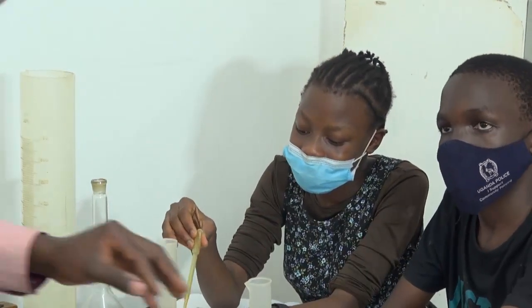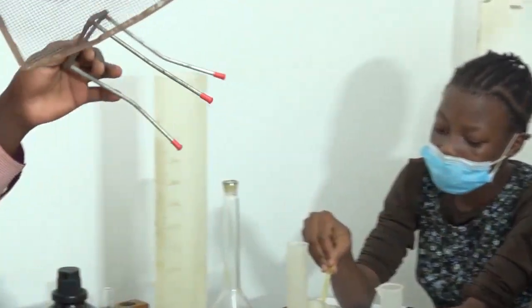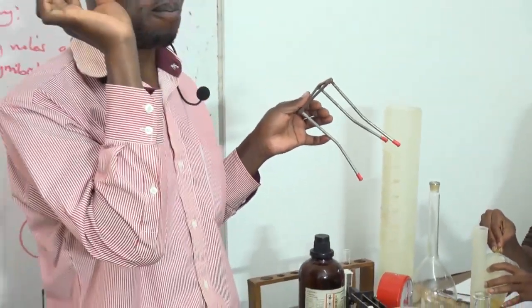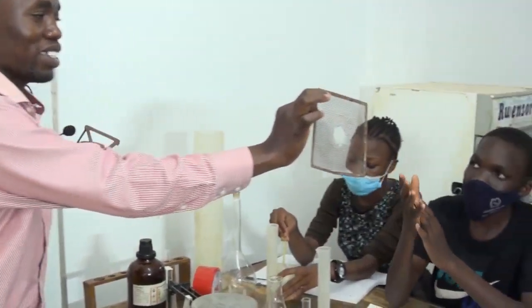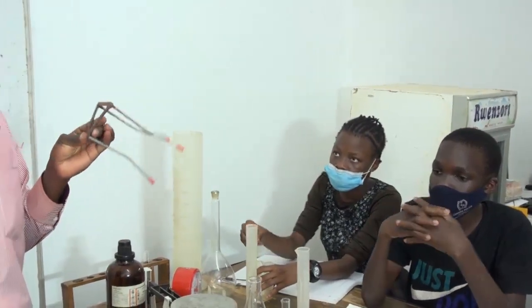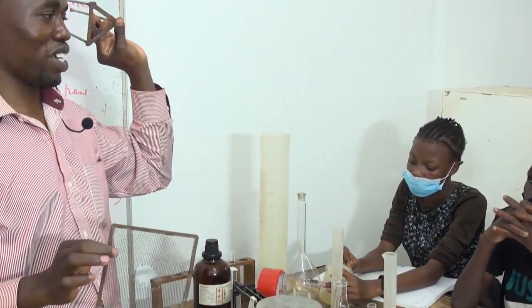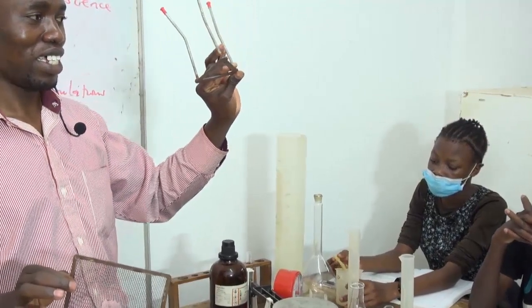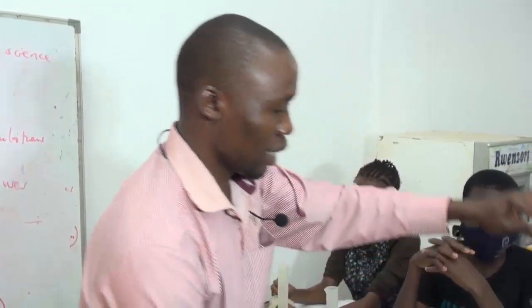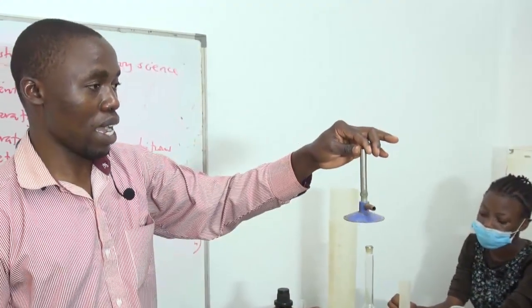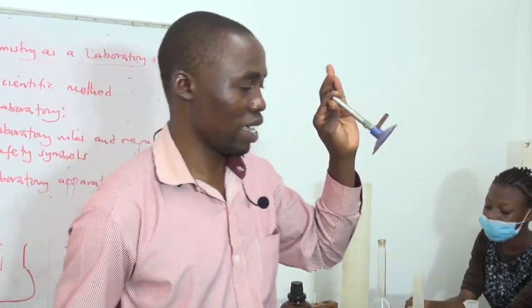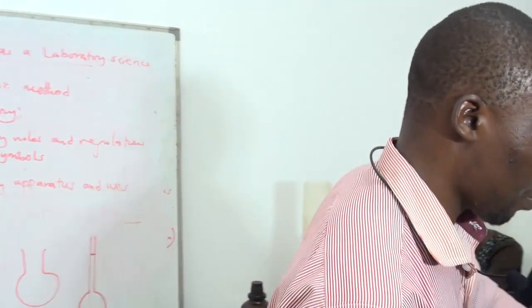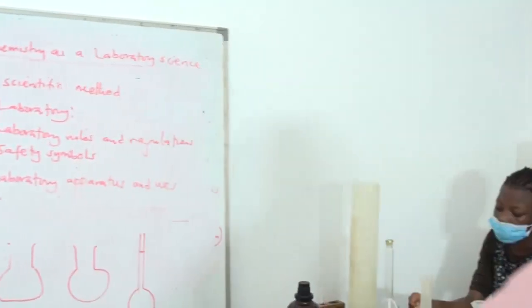Now we have this. What is this? Wire gauze. Yes. Spreading heat on a tripod stand, not so? I've already mentioned this one as a tripod stand, not so? Okay, thank you very much. What is this? A Bunsen burner, used for heating purposes, not so?